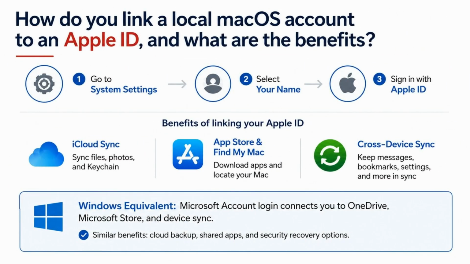Go to System Settings, your name. Sign in with Apple ID. This enables iCloud Drive Sync for files, photos, and keychain, App Store and Find My Mac features, and cross-device sync for messages, bookmarks, and settings. The Windows equivalent is signing in with a Microsoft account, connecting to OneDrive, Microsoft Store, and Device Sync. Similar benefits: cloud backup, shared apps, and security recovery.